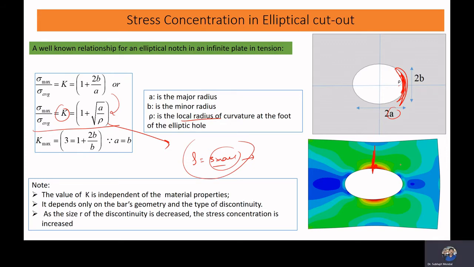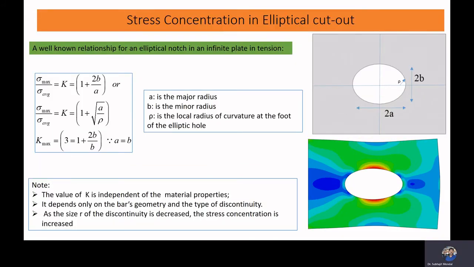So what we have learned is that for an elliptical cutout, the stress concentration factor is like this. Again, that is a property of our geometry, not the property of the material. Stress concentration factor is a property of the geometry of the plate. We have also learned that the stress concentration factor will be high if we have a low local radius of curvature. In that case, our stress concentration will be very high.